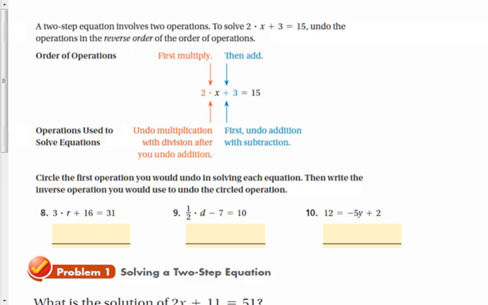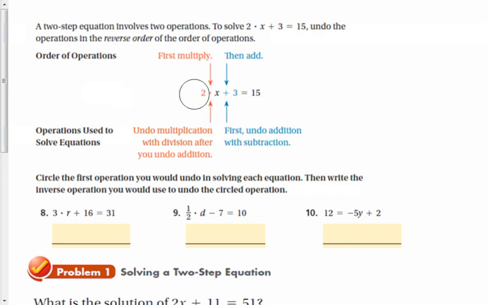So notice in this one that in the equation, you would first multiply 2 times x and then add 3 to get 15. When you're solving this, you are first going to want to undo this operation, the last operation you did, and then undo this multiplication second.